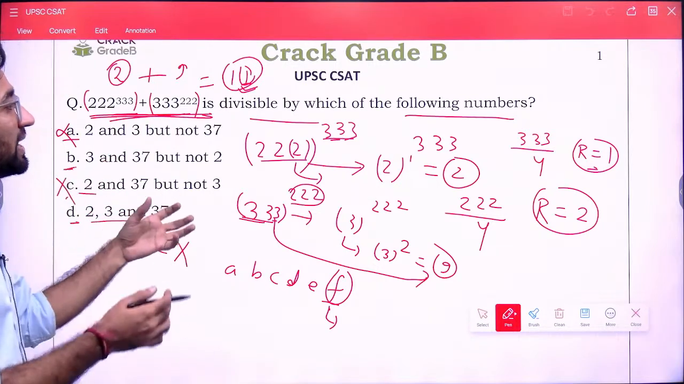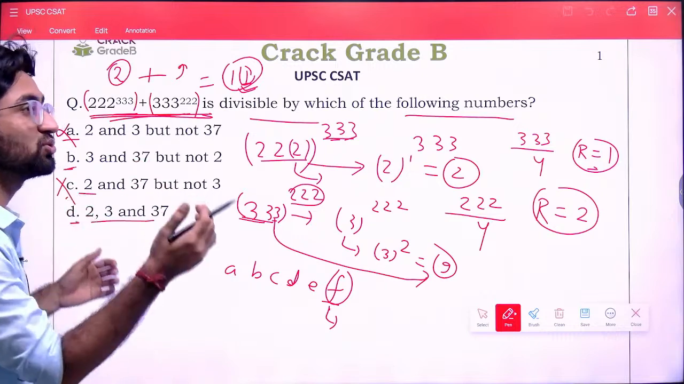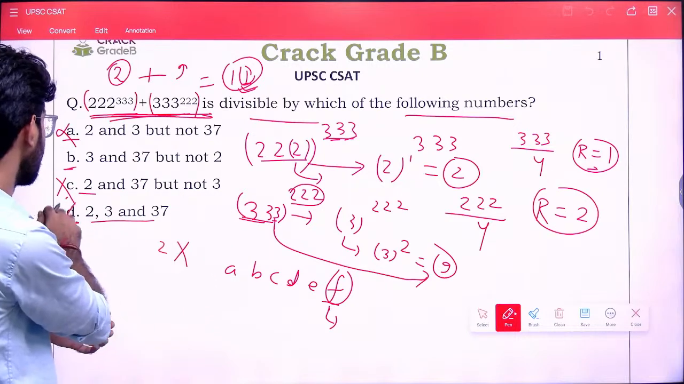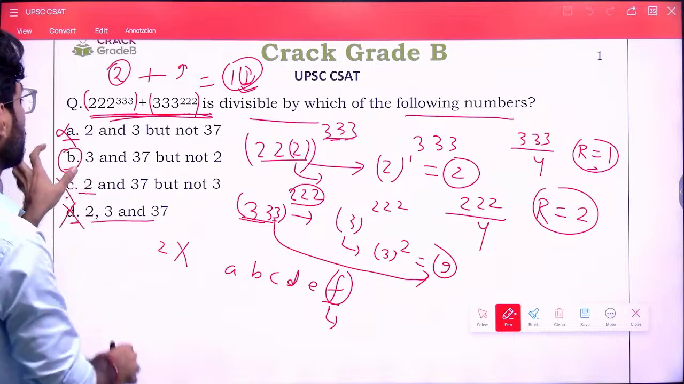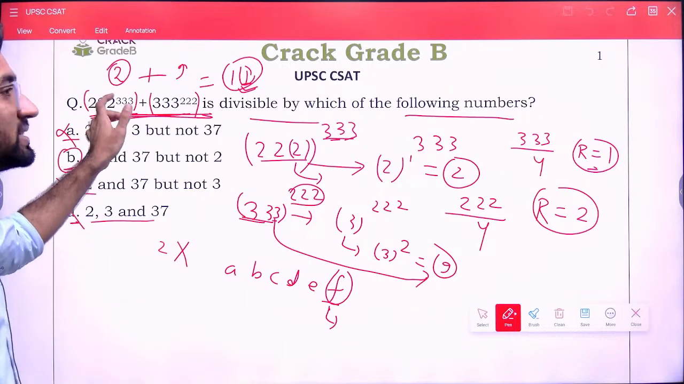But what did we find here? That the given number is not divisible by 2. So again option D is incorrect. So what is the remaining option? The remaining option is B, and the B option is correct.